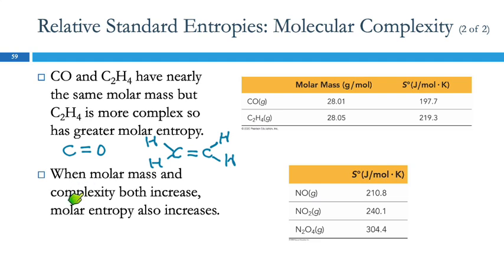If the molar mass and the complexity are both increasing, then the molar entropy will also increase. So here we have 1 oxygen, 2 oxygens, 2 nitrogens, and 4 oxygens, the molar mass is increasing, and the entropy is also increasing.